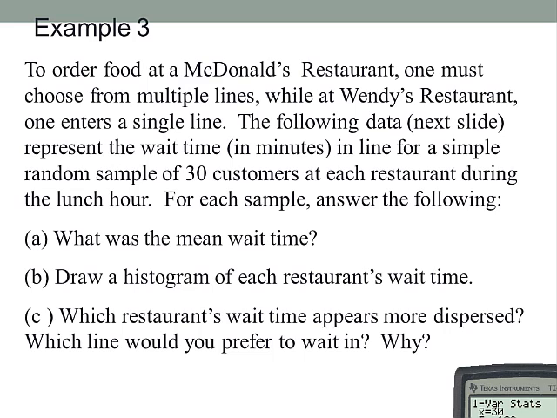Okay, example 3. To order food at a McDonald's restaurant, one must choose from multiple lines. At Wendy's restaurant, one enters a single line. The following data on the next slide represent the wait time in minutes in line for a simple random sample of 30 customers at each restaurant during the lunch hour. For each sample, answer the following questions here.